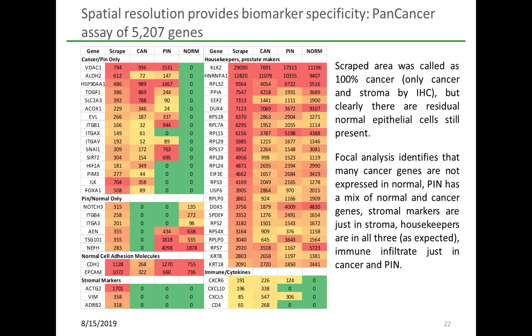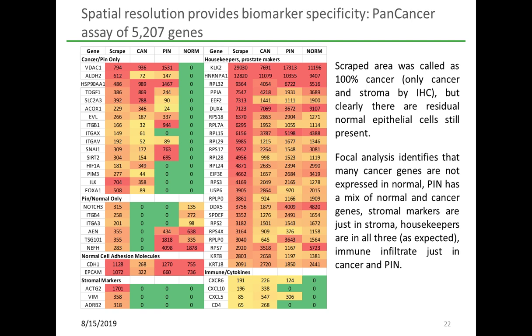And then if you go in and do spatial profiling using the same resolution as before, 130 micron diameter areas, you see in this cancer line, these top genes on the upper left are expressed in cancer. A subset are expressed in PIN. PIN is a precancerous histology. But none of these are expressed in normal, whereas with the bulk tissue, they're all there. So you get a biomarker specificity as a result of spatial profiling.